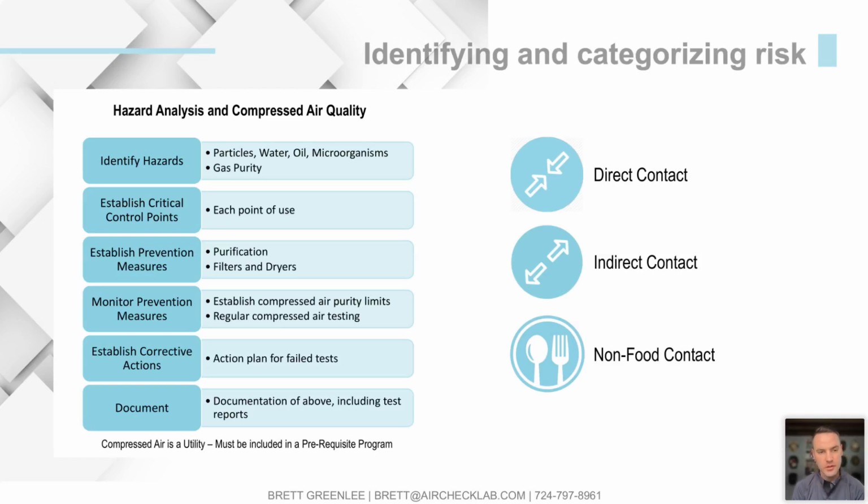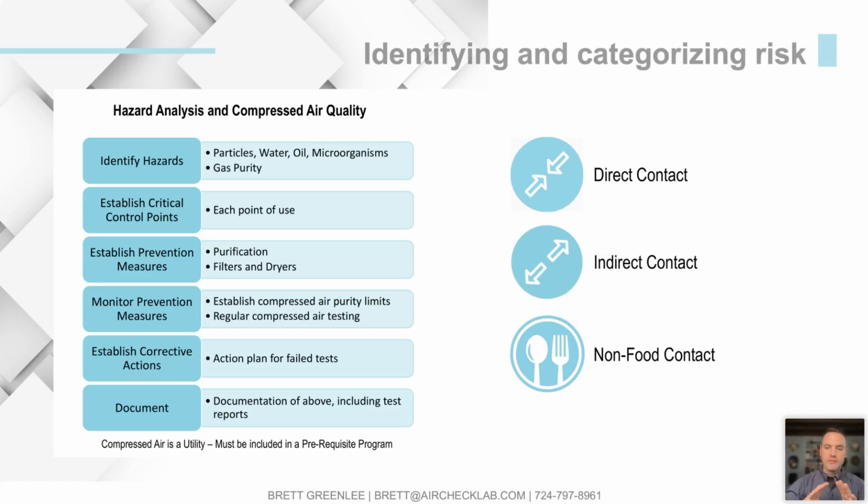So when you're looking at your compressed air system, that fourth utility, the commonly overlooked one in all facilities as a source of contamination, we're looking to establish those critical control points, and that is every point of use. Now, how to identify the risk for each of those points of use is to categorize them. On the right-hand side, you see we get some direction from the BRC and the BCAS on direct contact, indirect contact, non-food contact.